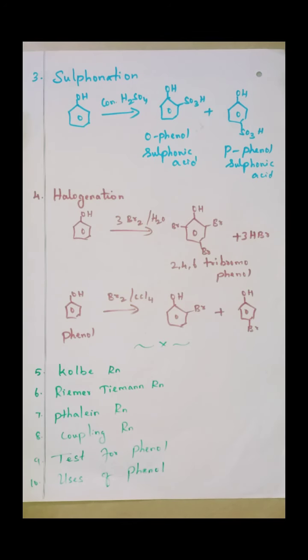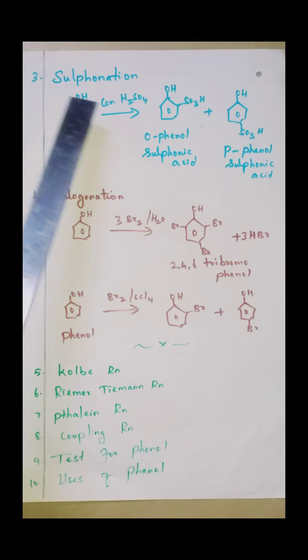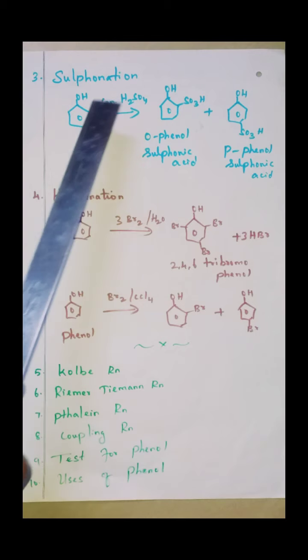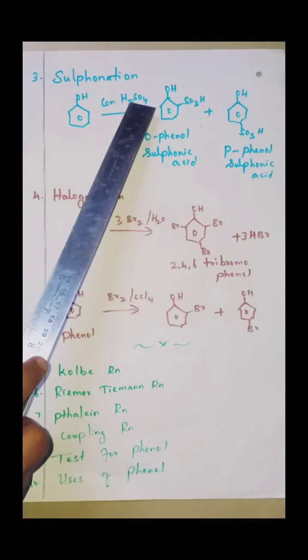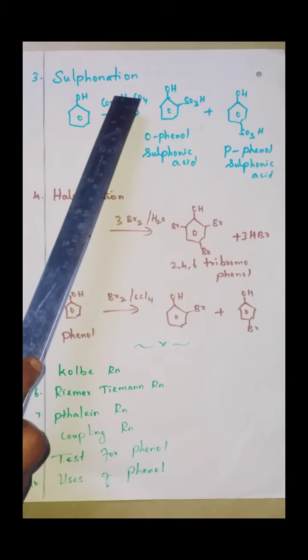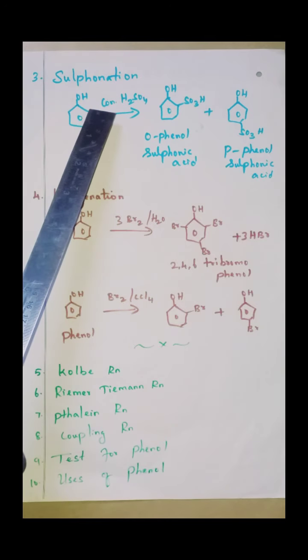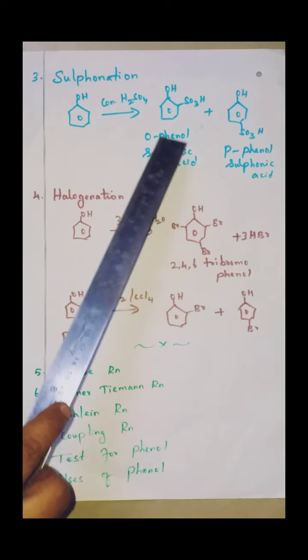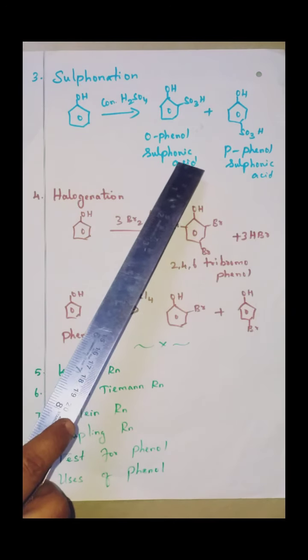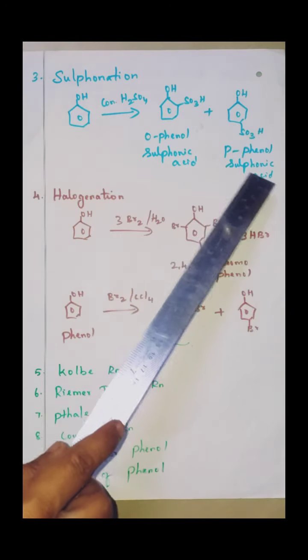The next reaction is sulfonation. Sulfonation means only concentrated sulfuric acid. So here also the SO3H group is the electrophile, coming from here, and it attacks only ortho as well as para. So it forms ortho phenol sulfonic acid and para phenol sulfonic acid.